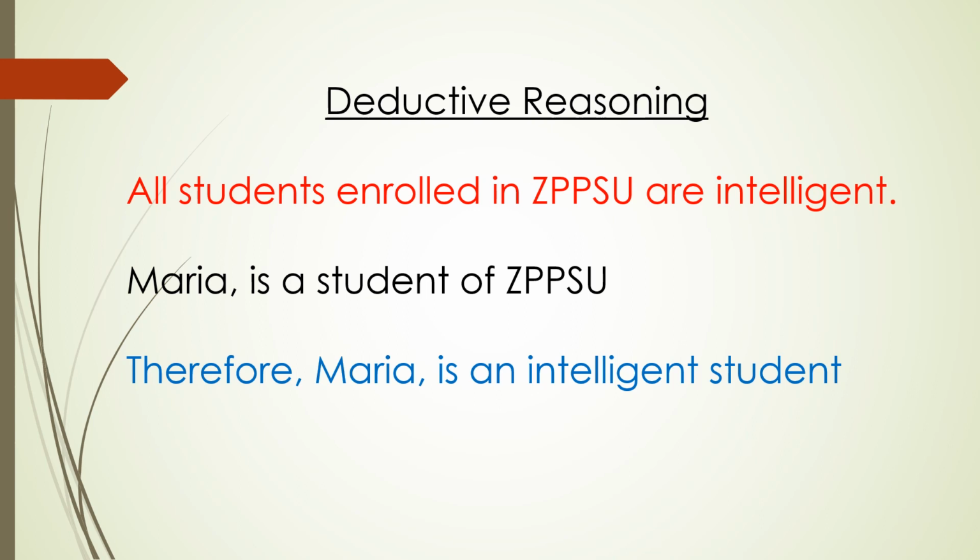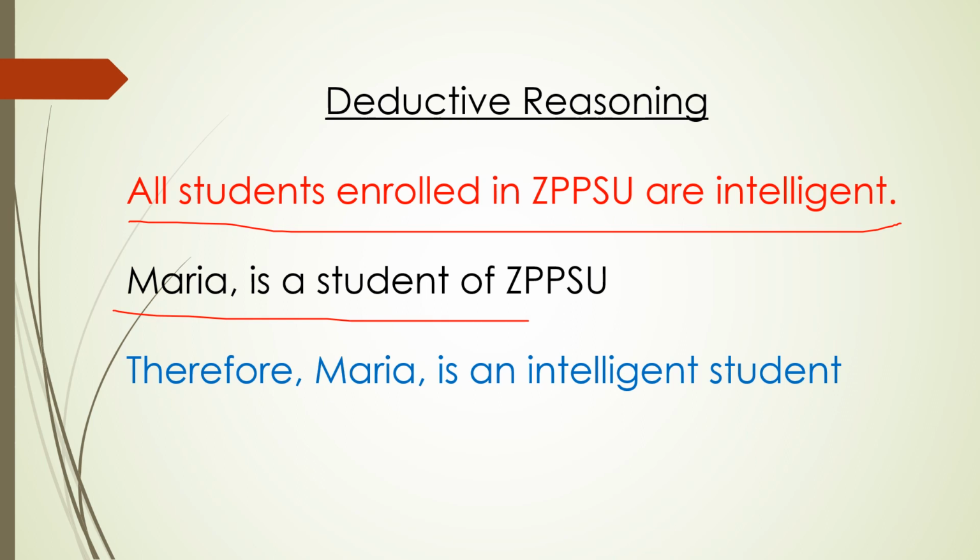For example here, all students enrolled in ZPPSU are intelligent. So, yung first statement is a general statement, and at the same time, we will accept it as a fact. Meaning, we'll accept it as true, na totoo ito. Okay? So, all students enrolled in ZPPSU are intelligent.